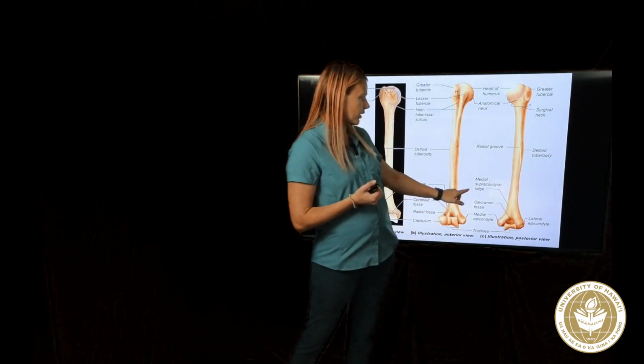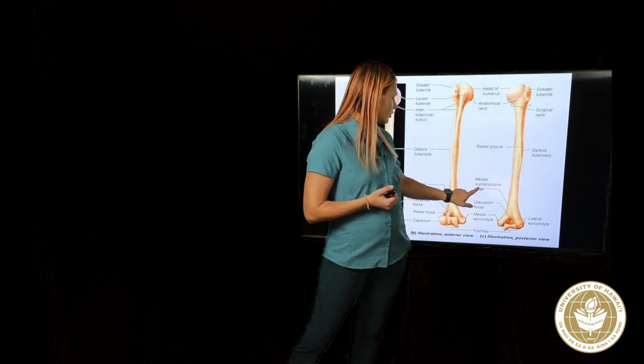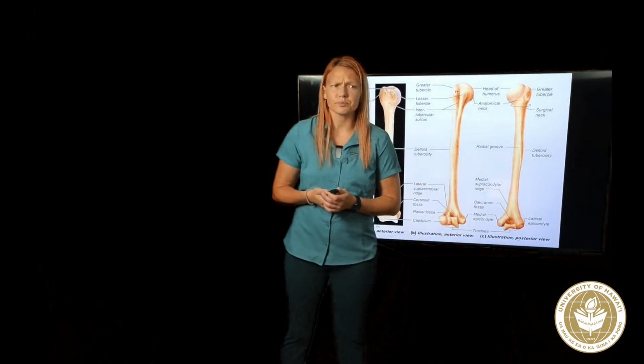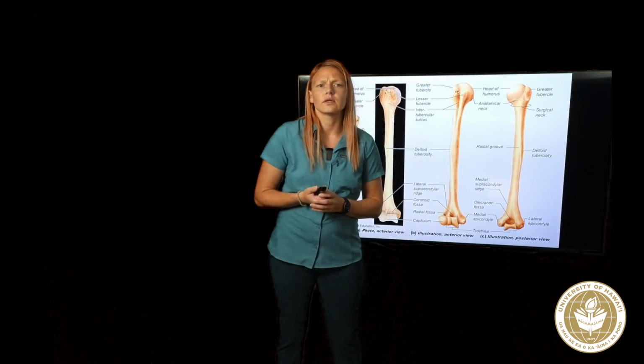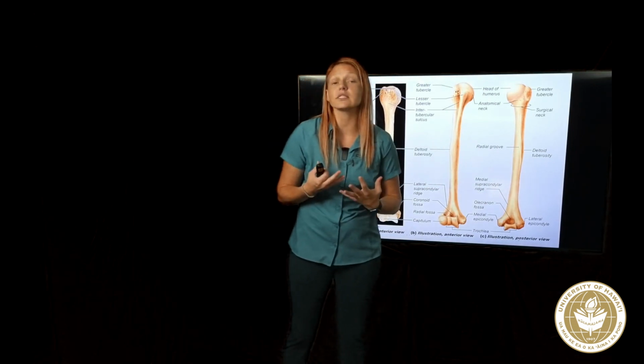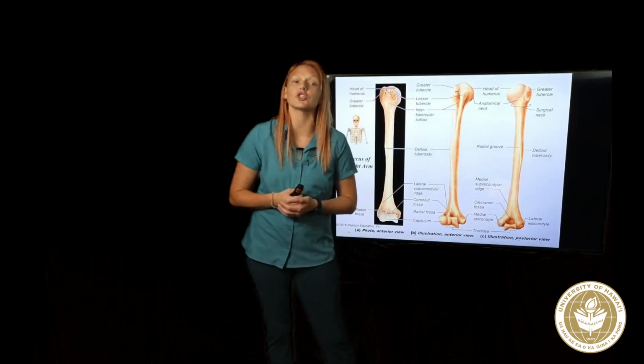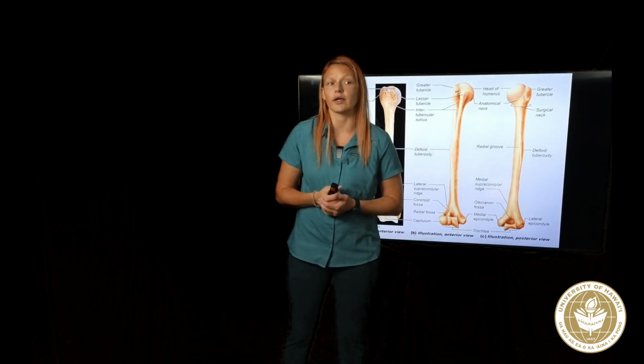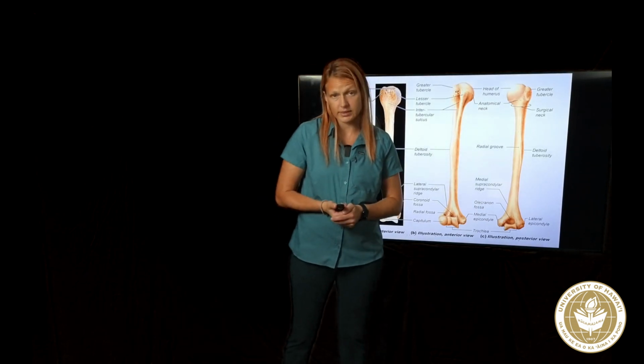Above this are going to be all these supracondylar ridges, and these are going to be kind of the last part of the bone that provides structure for all the different epicondyles and fossas to exist.